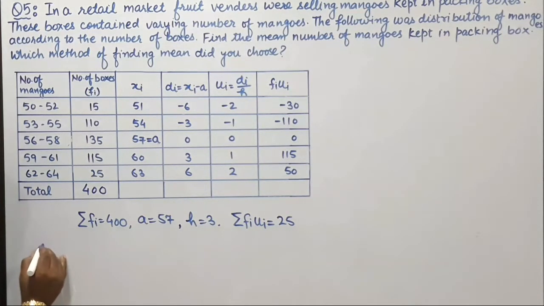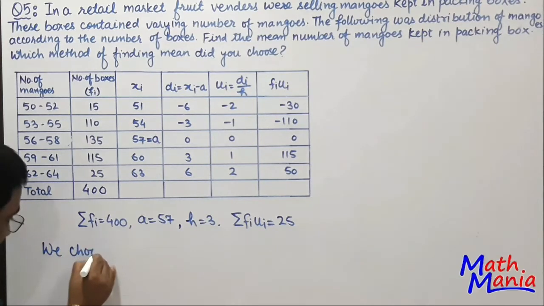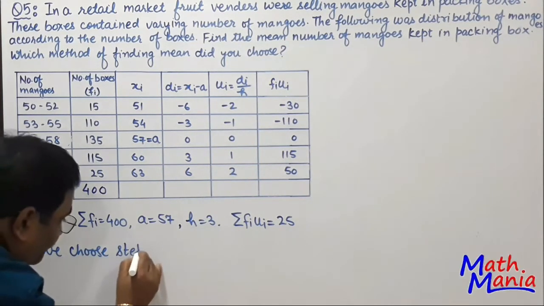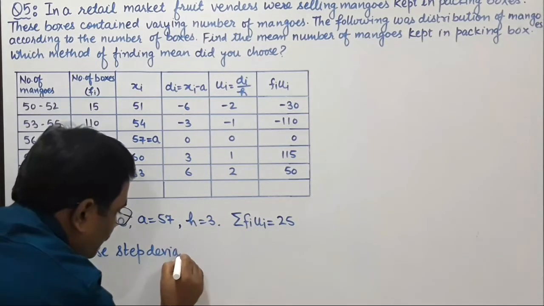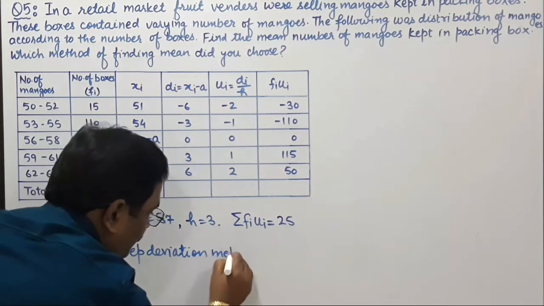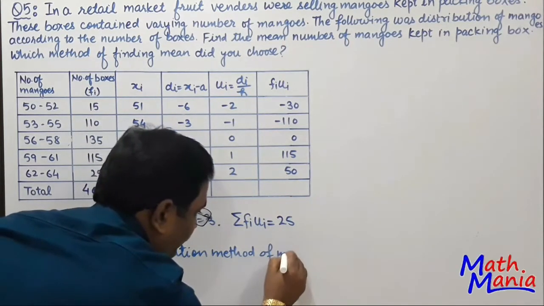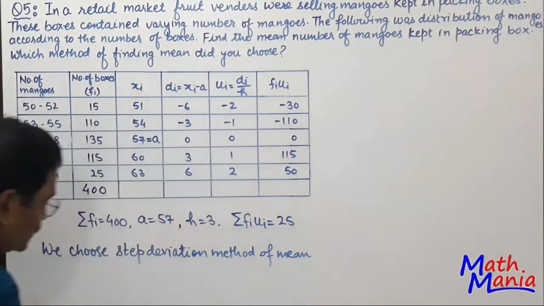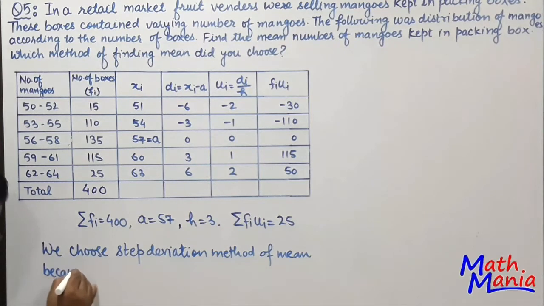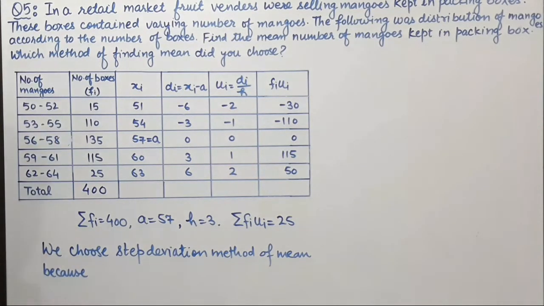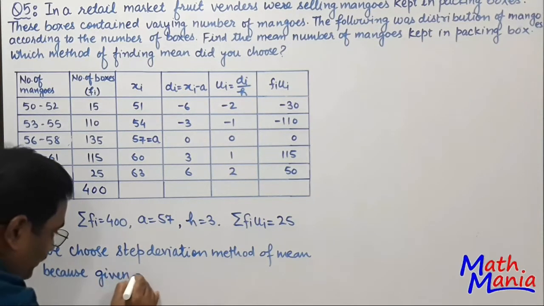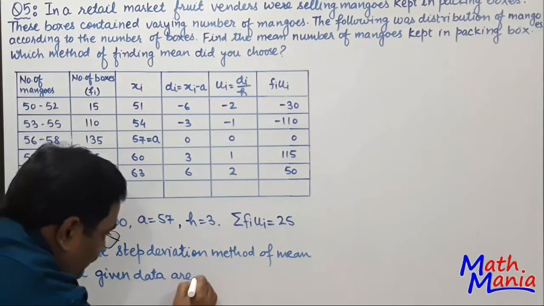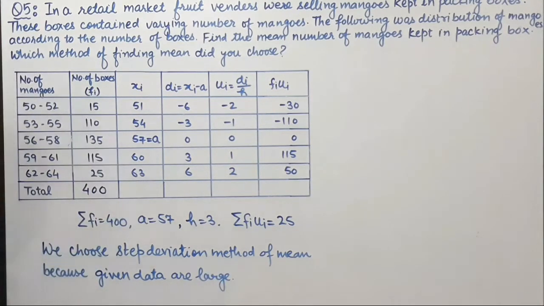So we choose step deviation method of finding mean because the given data are large, given data are large quantity. Right friends? Sure.